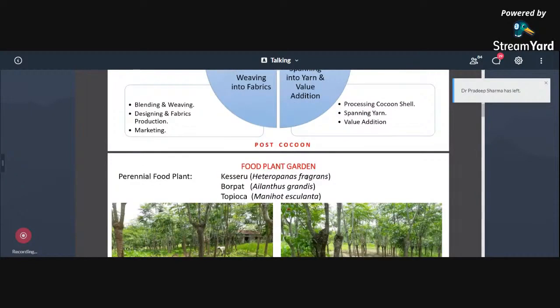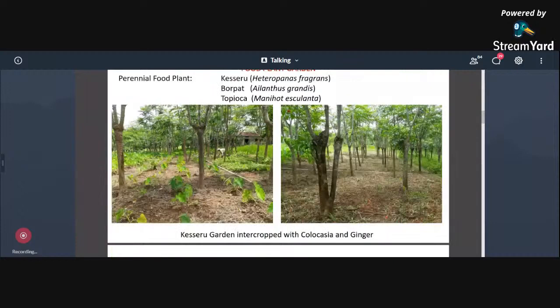So a food plant garden is a must to adopt agriculture as a livelihood, and to rear silkworm economically viable throughout the year, there should be both perennial and seasonal food plants. So three perennial food plants: keseru, borpat, and tapioca. These are perennial food plants.